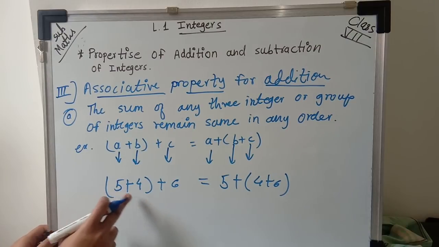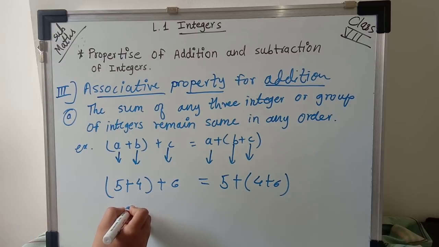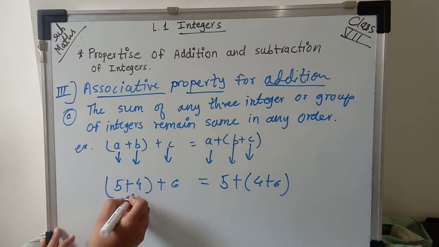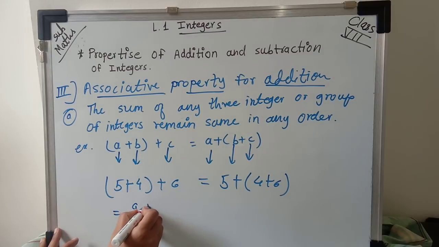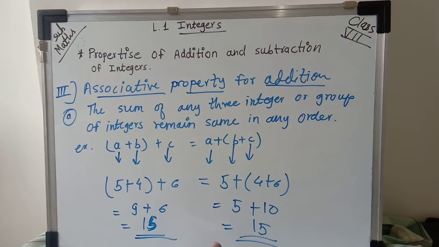First we'll solve this bracket. 5 plus 4 is equal to 9, plus 6 is equal to 15. So we got the answer 15. Now let's do the addition of these two integers. 4 plus 6 is equal to 10, plus 5 is equal to 15. So here we got the same answer after changing their order.